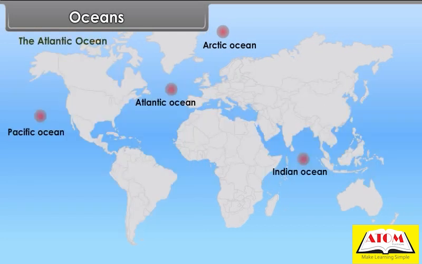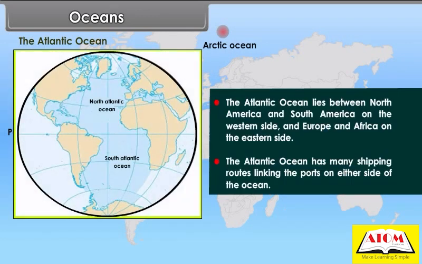The Atlantic Ocean. The Atlantic Ocean lies between North America and South America on the western side and Europe and Africa on the eastern side. The Atlantic Ocean has many shipping routes linking the ports on either side of the ocean.